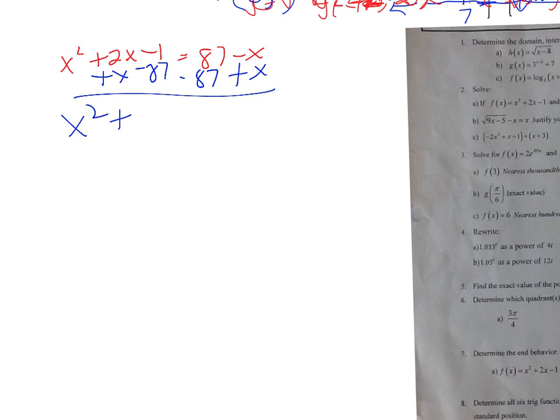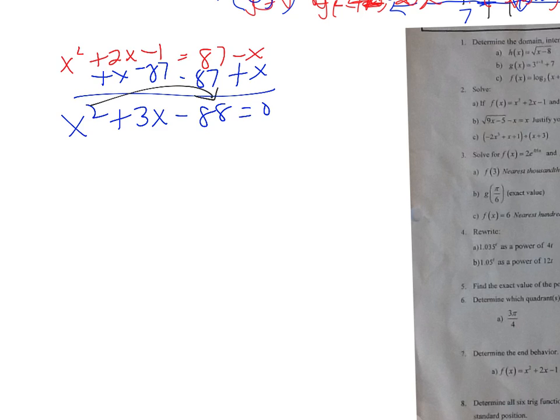So let me set them equal to each other. All right, so I have x squared plus 2x minus 1 equals 87 minus x. All right, so it is a quadratic, so I'm going to set it equal to 0. So I'm going to add x, and I will minus 87. So I get x squared plus 3x minus 88 is equal to 0. So you want to factor this.